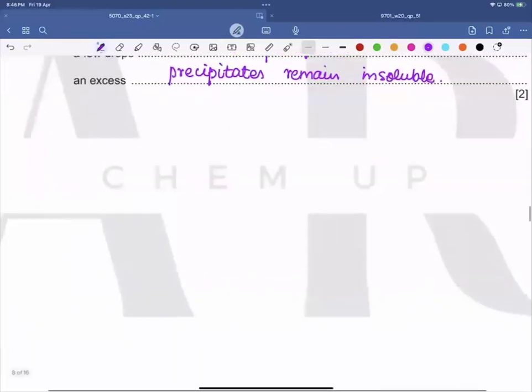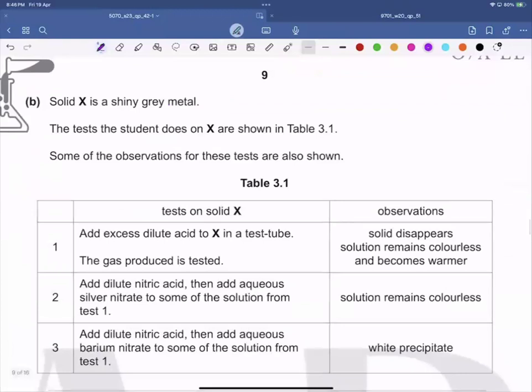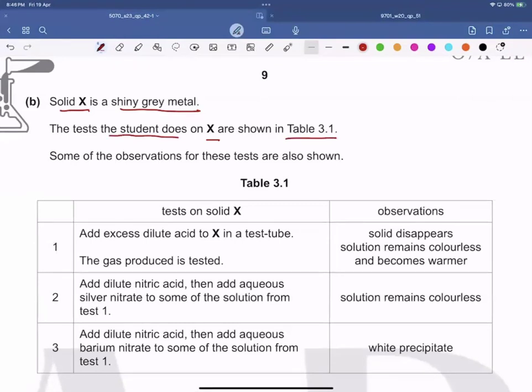Okay. Now, B part. Solid X is a shiny gray metal. So see, it's a metal. For a metal, we don't have any tests in the table provided, only for the positive ions and the negative ions. The tests that the student does on X are shown in table 3.1. Okay. For the metal, we can use the flame test from there.